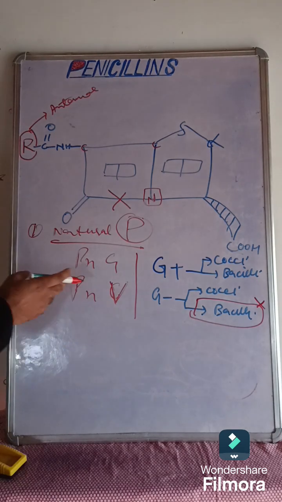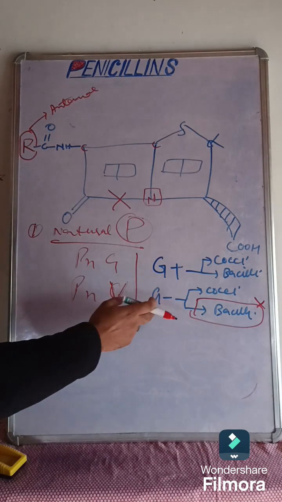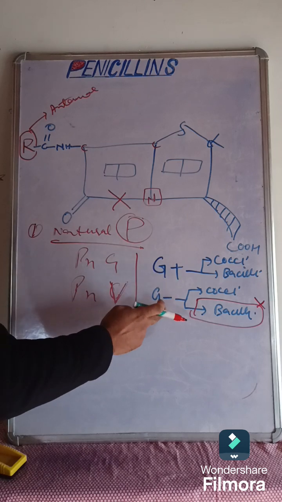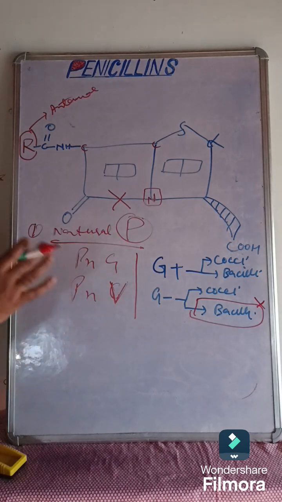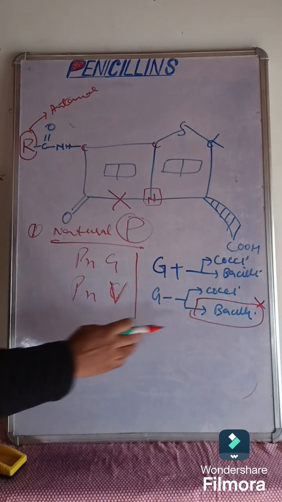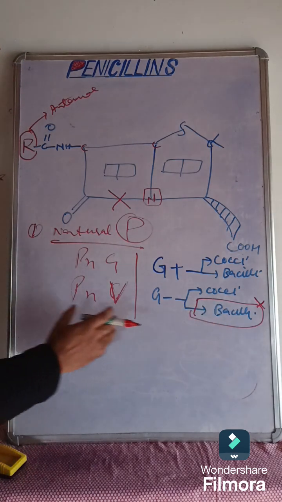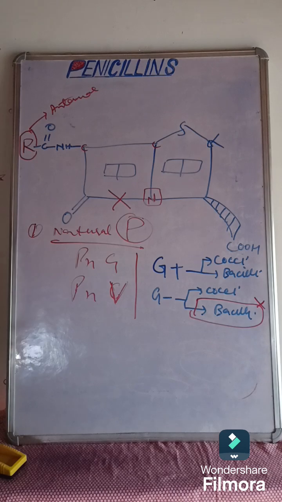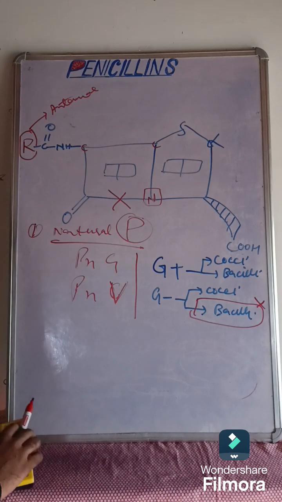So, what is the antibacterial spectrum of natural penicillins? They inhibit both gram-positive as well as gram-negative organisms, except gram-negative bacilli. Bacilli means rod-shaped. They are not able to inhibit rod-shaped gram-negative bacilli.